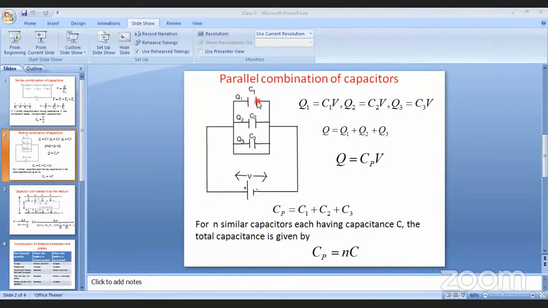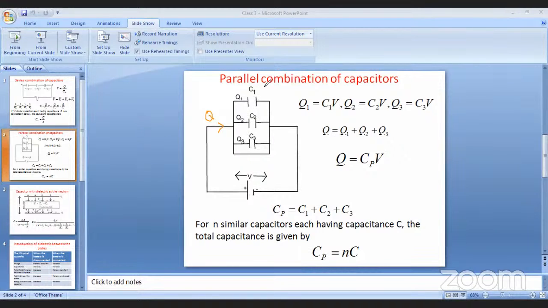All of them are arranged in an adjacent manner. So C1, C2, C3. Here the charges are actually separated for different branches. So here you will be getting Q1 amount of charge, and here you will be getting Q2 amount of charge, and here you will be getting Q3 amount of charge. So the total charge Q entering this circuit actually branches into Q1, Q2, and Q3.